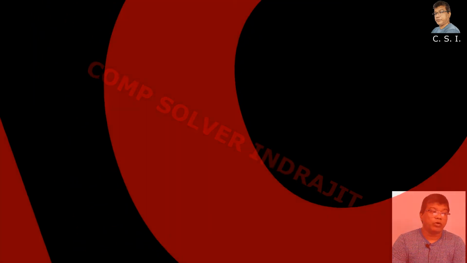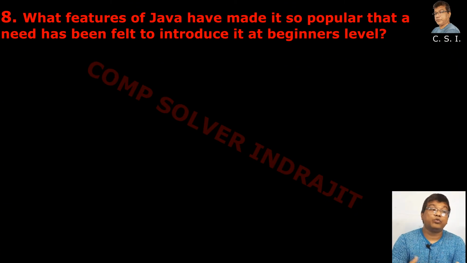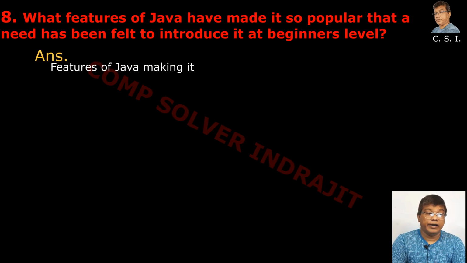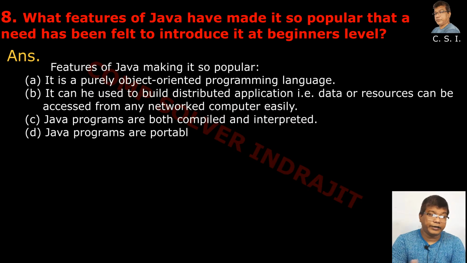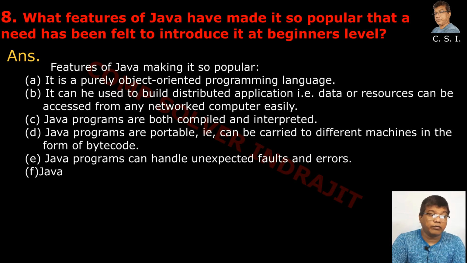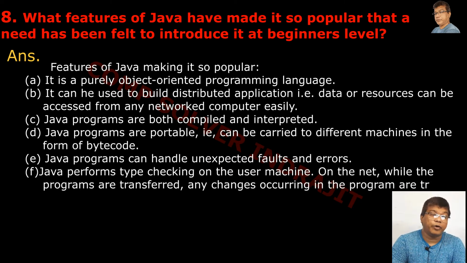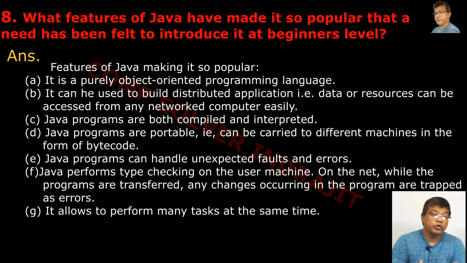Next question is, what features of Java have made it so popular that a need has been felt to introduce it at beginner's level? The answer is, the features of Java making it so popular are: point number 1, it is a purely object-oriented programming language. Point number 2, it can be used to build distributed applications. Either data or resources can be accessed from any network computer easily.